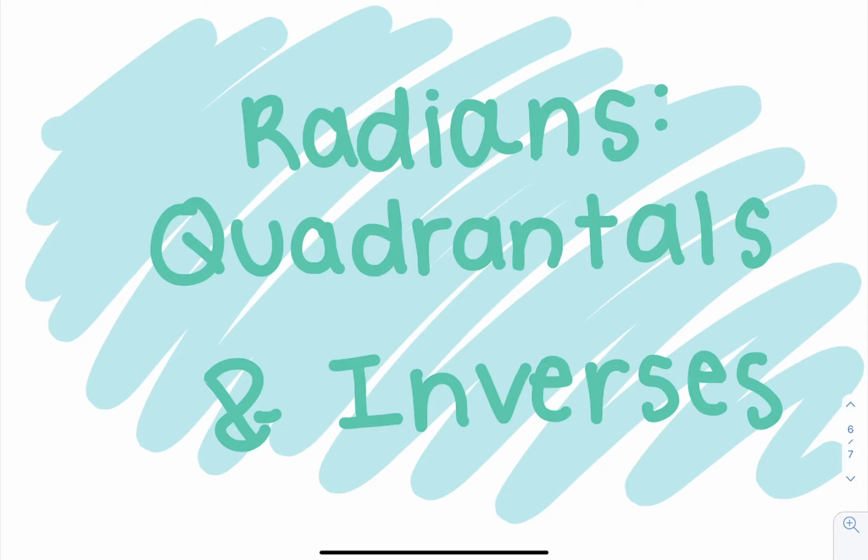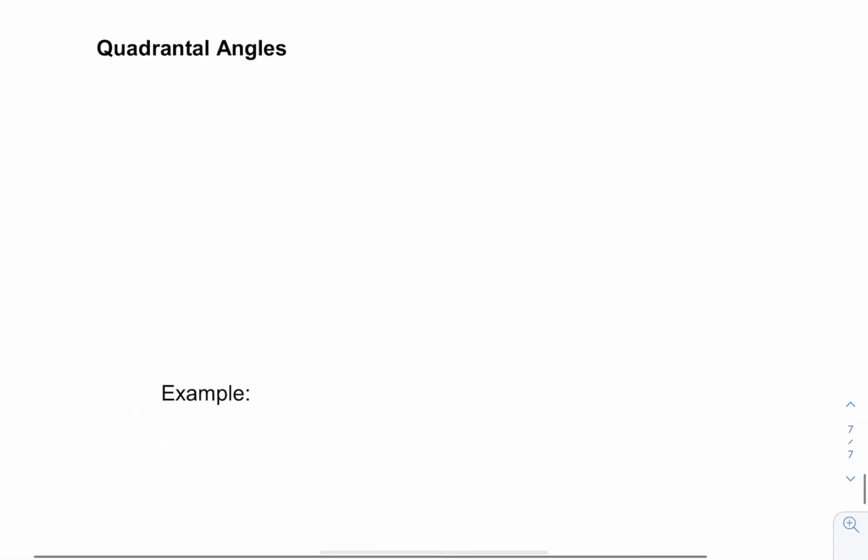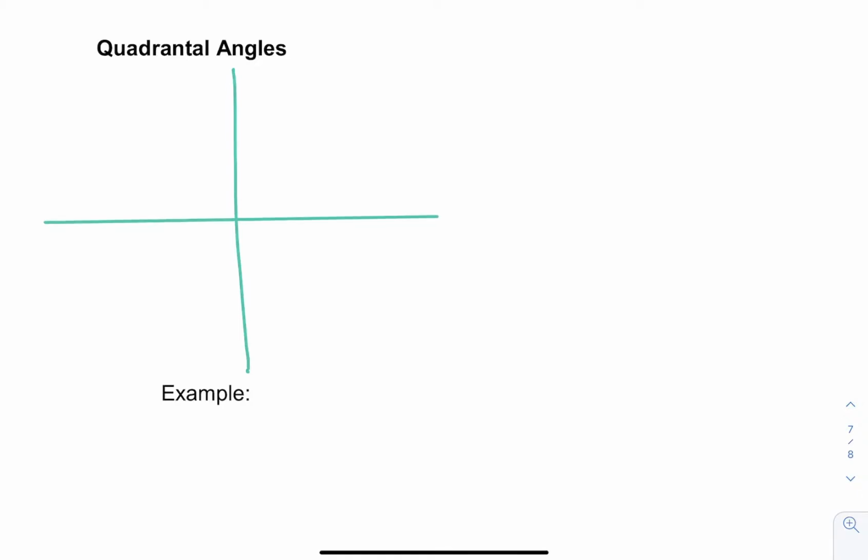In this video, we're going to be learning about quadrantals and inverses when we're working with radians, and you'll probably be pleasantly surprised that it's really similar to how we work with degrees. So our quadrantal angles, remember, are just those angles that lie on the x and y axes. So if we have our graph, this time when we have our points 1, 0, 0, 1, -1, 0, and 0, -1, we're going to be using radians to describe these points.